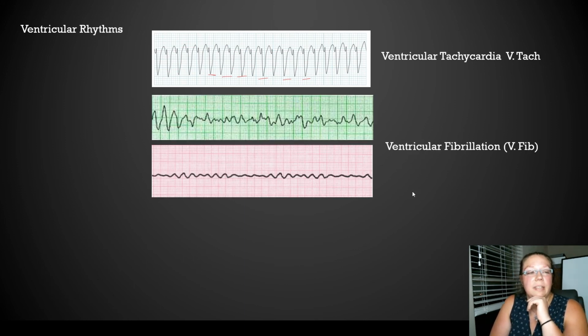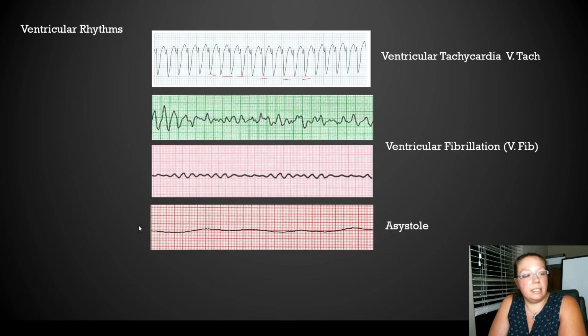Then we've got V-fib, right? V-fib is where the whole heart is just a scared chihuahua. It's just shaking. And there's no organization. There's no P waves, no QRSs. You don't even think with this. You immediately shock that heart. You give it a big slap across the face. Get it back organized. Don't slap your patient across the face. Just shock them with a defibrillator.